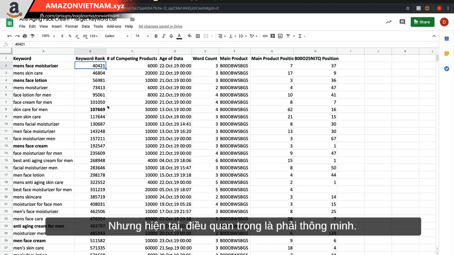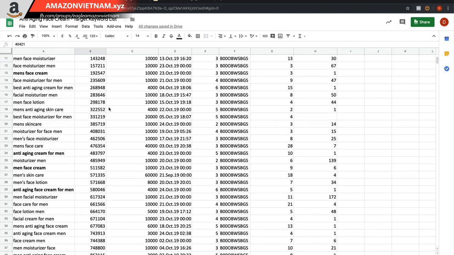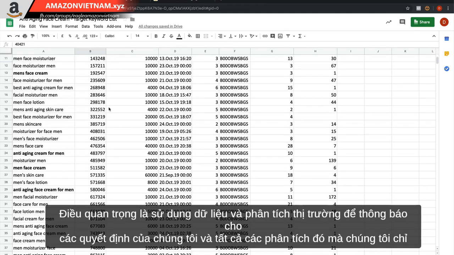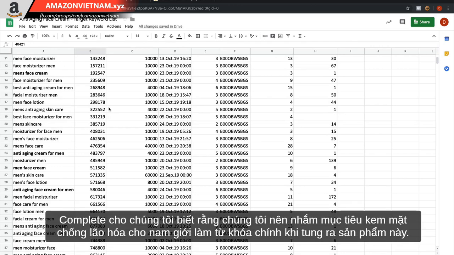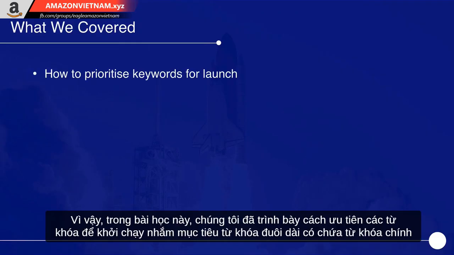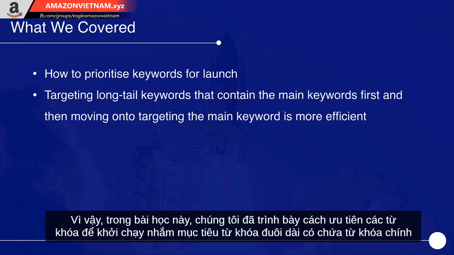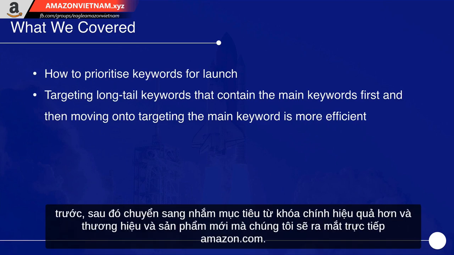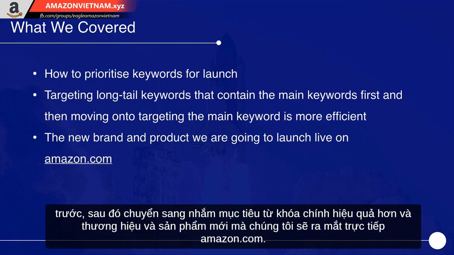But for right now, it's important to be smart. It's important to use the data and market analysis to inform our decisions. And all of that analysis that we just completed tells us that we should be targeting anti-aging face cream for men as our primary keyword when launching this product. So in this lesson we covered how to prioritize keywords for launch, targeting long-tail keywords that contain the main keyword first and then moving on to targeting the main keyword is more efficient, and the new brand and product we're going to launch live on Amazon.com.